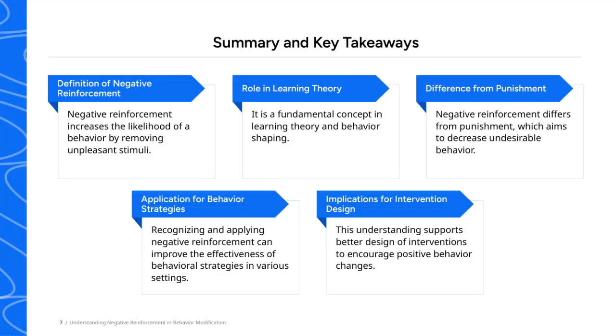Let's wrap up with the key points from our discussion. First, negative reinforcement involves increasing the likelihood of behavior by removing something unpleasant. It's important to remember that this is different from punishment, which seeks to reduce unwanted behaviors. Negative reinforcement plays a crucial role in learning theory and helps shape behavior in many contexts. When we recognize and apply negative reinforcement appropriately, it can greatly improve the success of behavior strategies across different settings. Finally, understanding this concept allows us to design more effective interventions that encourage positive behavior changes. These takeaways highlight the value of using negative reinforcement thoughtfully in practice.